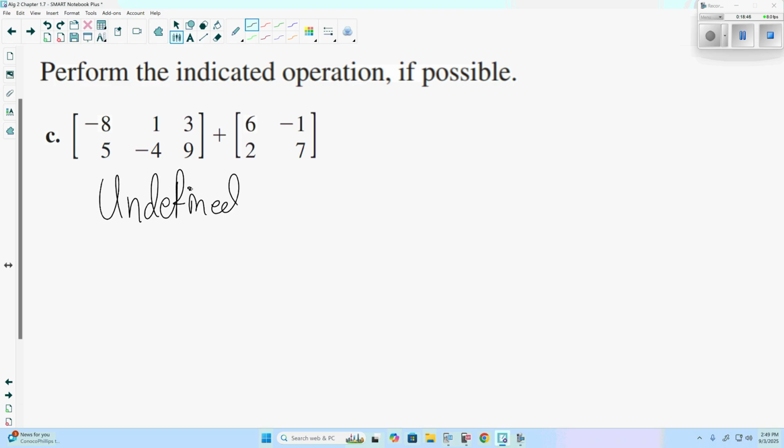And it is undefined. We cannot add these two together or subtract them because the dimensions are not the exact same. Because the only way to get them to be the same is to add another column. But once we add another column, that matrix is different. We've changed it. Does that make sense? Yes?